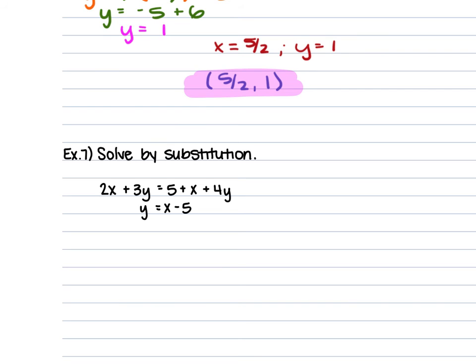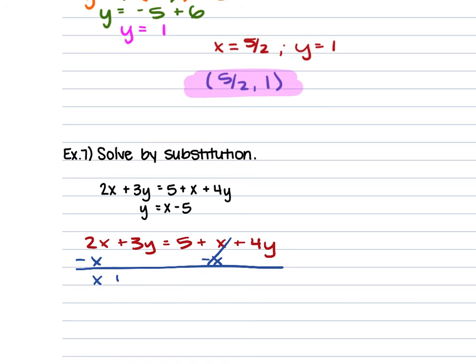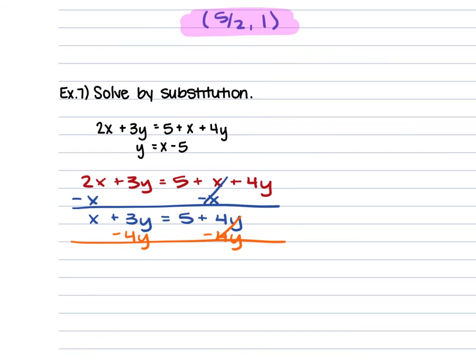I'm going to combine my like terms in that 2x plus 3y is equal to 5 plus x plus 4y first. So I'm going to subtract the x from each side. This is going to give me x plus 3y is equal to 5 plus 4y. I'm then going to move that 4y over by subtracting it from each side. I could have also subtracted the 3y from each side as well. So I would have x minus y is equal to 5.